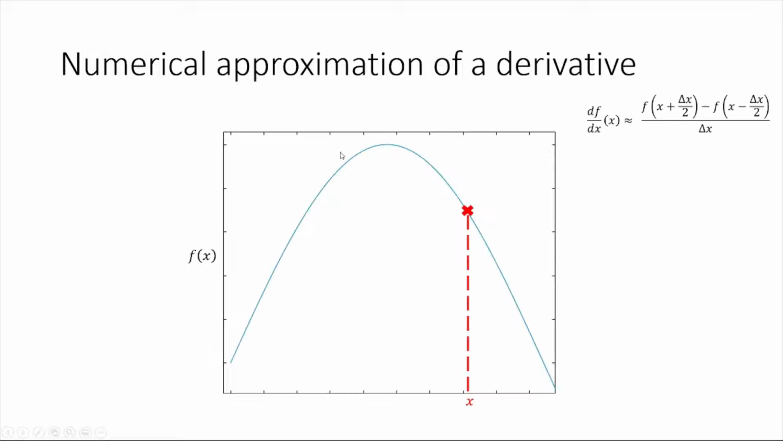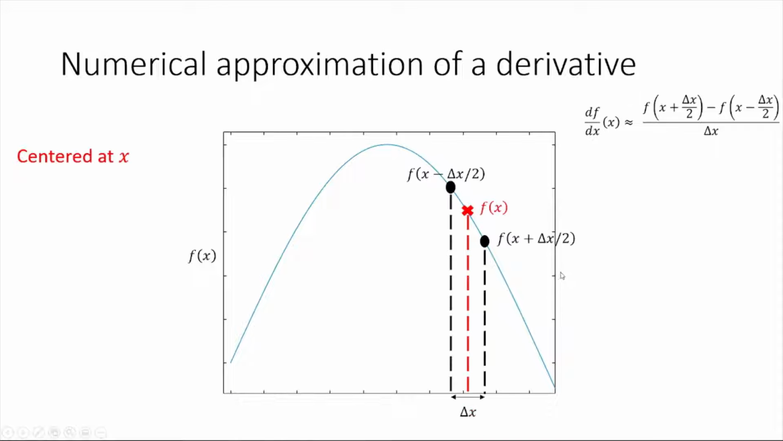So let's plot that out here. Here's a graph of what I believe to be a sine function, and we want to know the derivative of this function with respect to x. So according to this formula, we just need to take 2 points, one that is delta x in the left direction and one that is delta x in the right direction, and we evaluate the function at those 2 points.